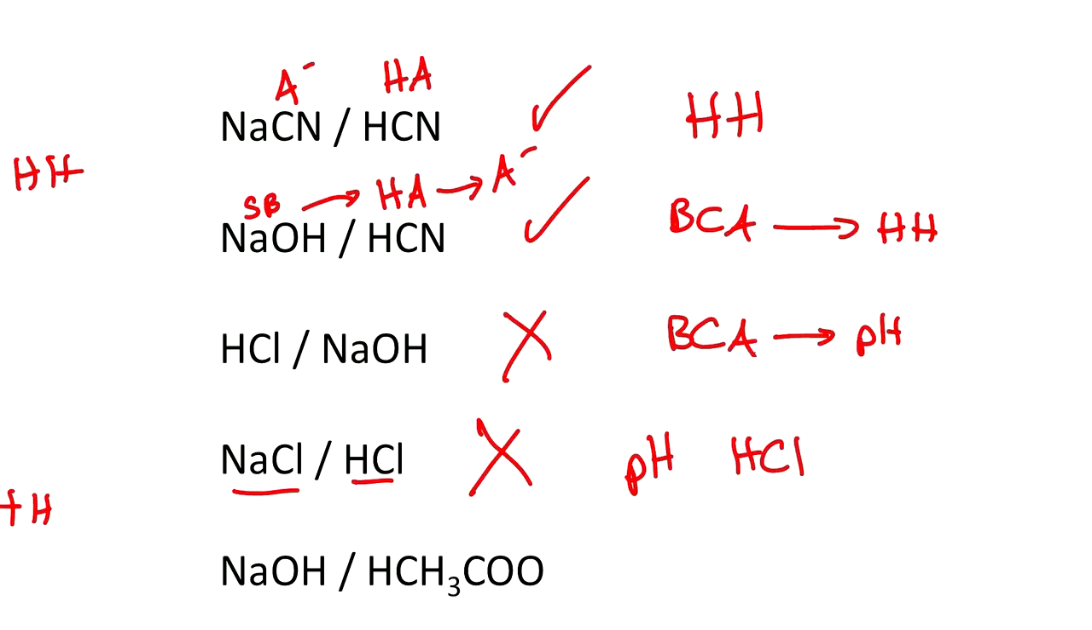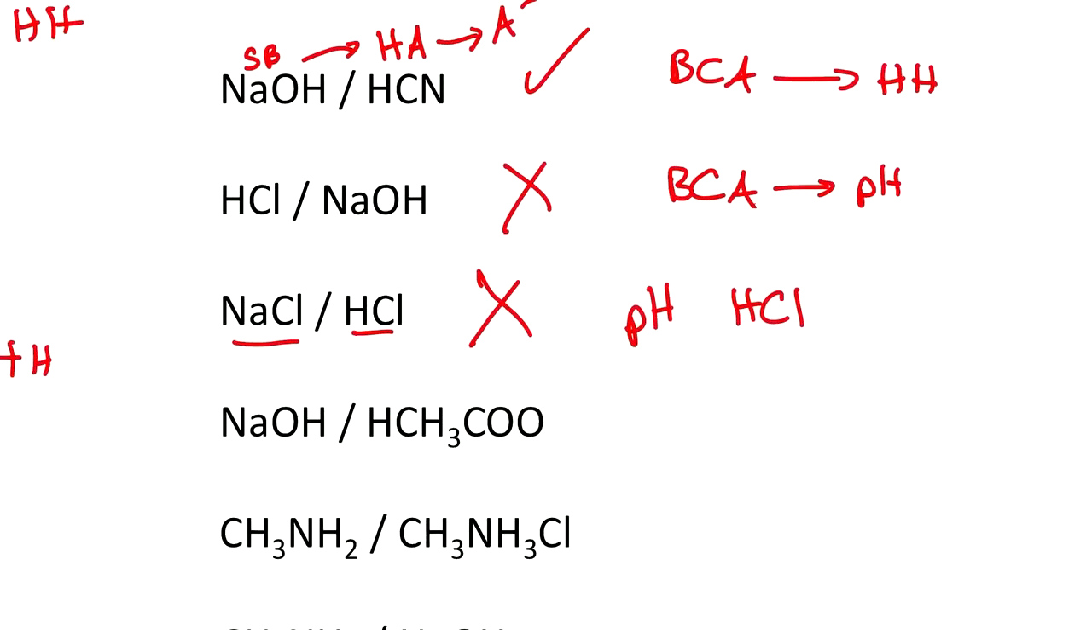All right. Okay, next one, NaOH and acetic acid. Is that a buffer? Yes, it is. It's a type 2 buffer where you have to BCA table first and then Henderson-Hasselbalch.